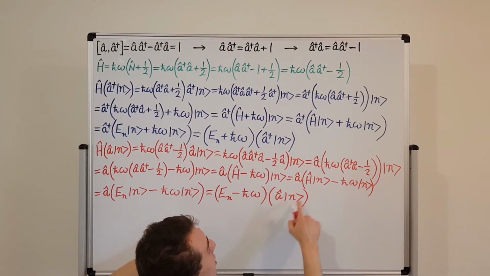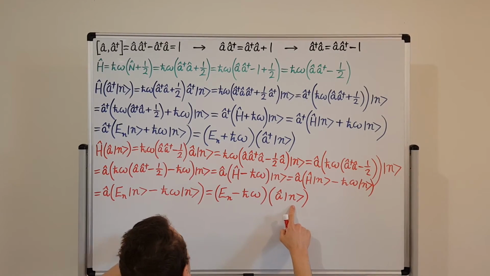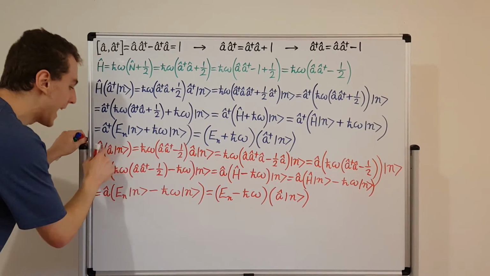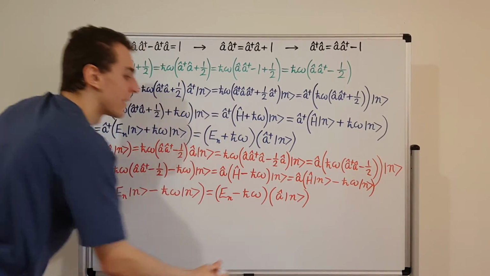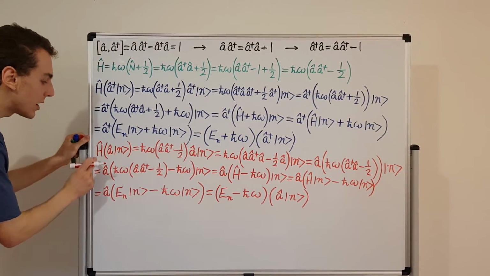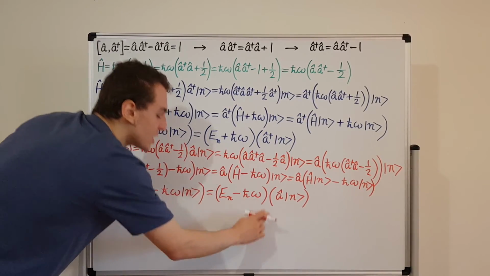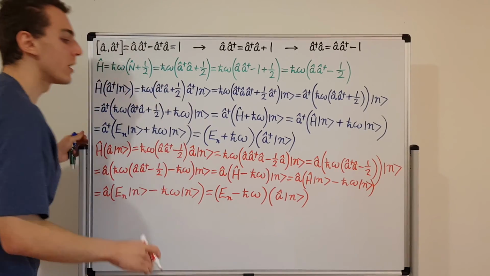So this is the lowered version of the ket. This lowered version of the ket is the same as what we see up here. So we have A acting on the ket, and we're acting with the Hamiltonian operator, and that gives the eigenvalue E sub n minus h bar omega. So we've dropped down one of the quanta.